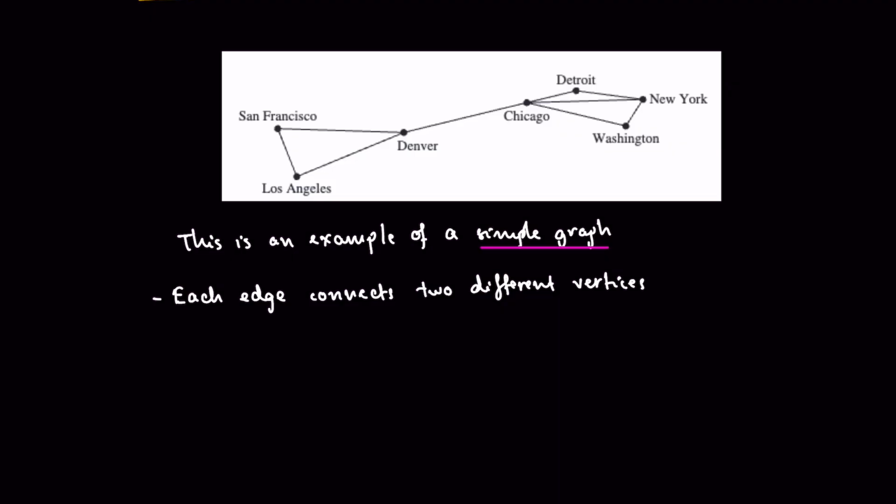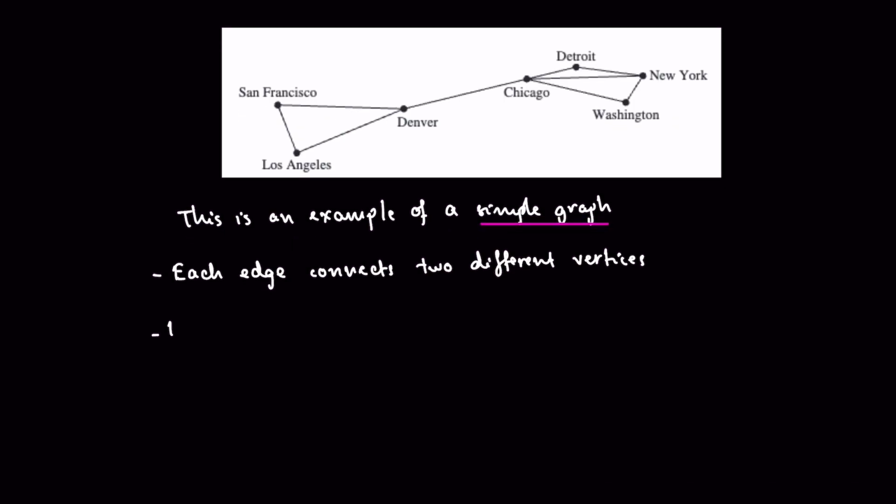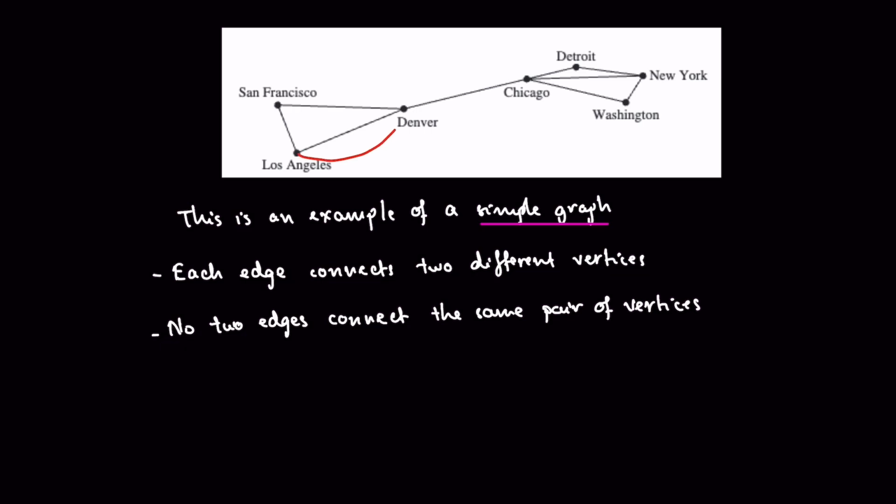The next property for you to identify a simple graph is that no two edges connect the same pair of vertices. That means that if you have another edge like this, it is not allowed to be called a simple graph. If you have something like this, there's another name for this type of graph. For now, this is just going to be a simple graph.